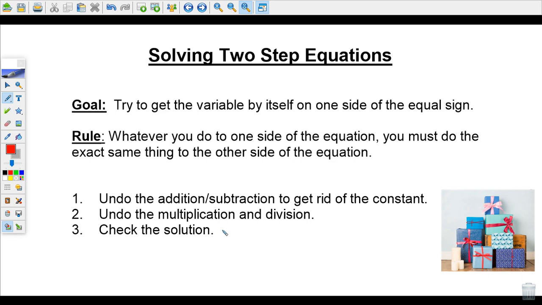Same with solving equations. There's a specific order. You're going to undo addition and subtraction first. That's going to get rid of the constant, the number that doesn't have a variable. Then you're going to undo the multiplication and division because that's what's actually connected to the variable. That's what's connected to our gift. That's kind of like the box. Okay? And then remember, we can check our solution. So let's look at some.